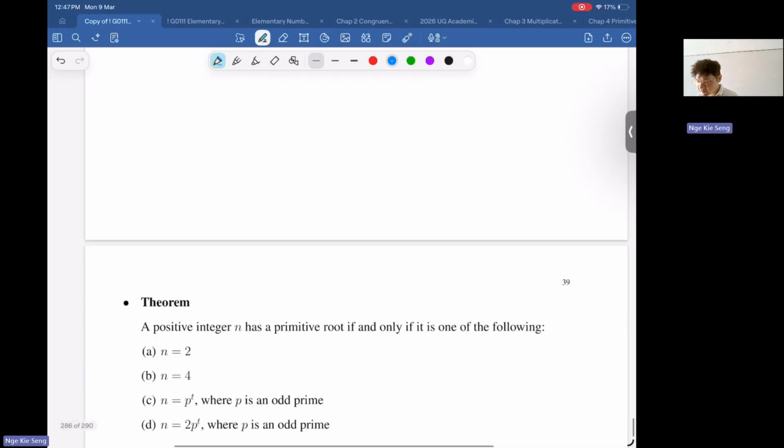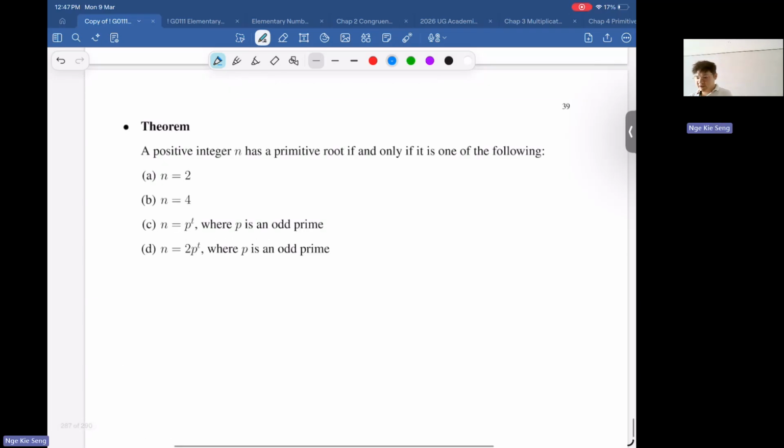Maybe we can go and finish it. So the next theorem is: a positive integer n has a primitive root if and only if the following things happen. Either n is 2, or n is 4. These are special cases because they are not odd primes or powers of an odd prime. Then, when n is a power of an odd prime, you have a primitive root. The other one is 2 times the power of an odd prime. That's it. These are all the cases. For the other integers, you cannot find a primitive root.